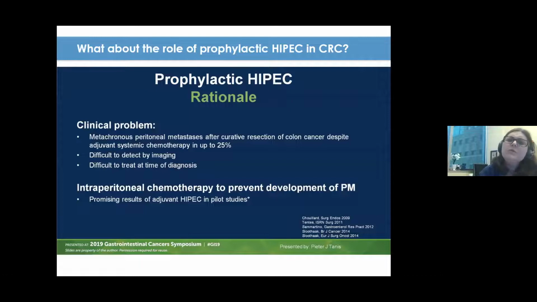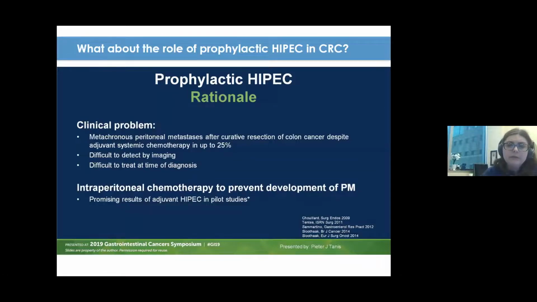So what about the role of prophylactic HIPEC after the resection of colorectal cancer, and why would that be logical? Well, it's a clinical problem, right? We see metachronous peritoneal metastases after curative resections of colon cancer despite adjuvant systemic treatment, and the rate of failure can be up to 25%, which is pretty impactful if you think about all the colorectal cancer patients that we see. It's also hard to diagnose this, and it's certainly hard to treat.